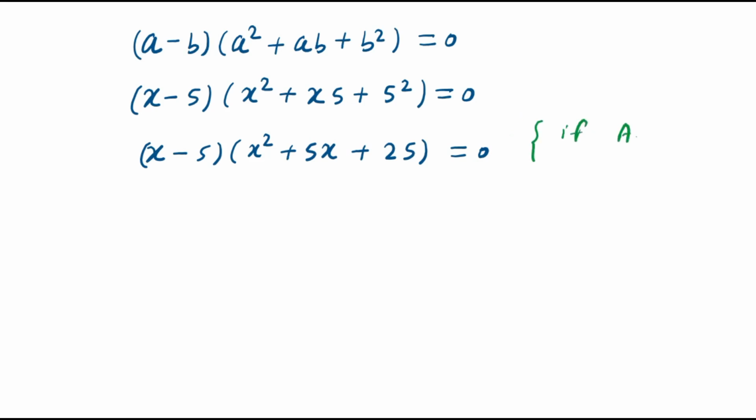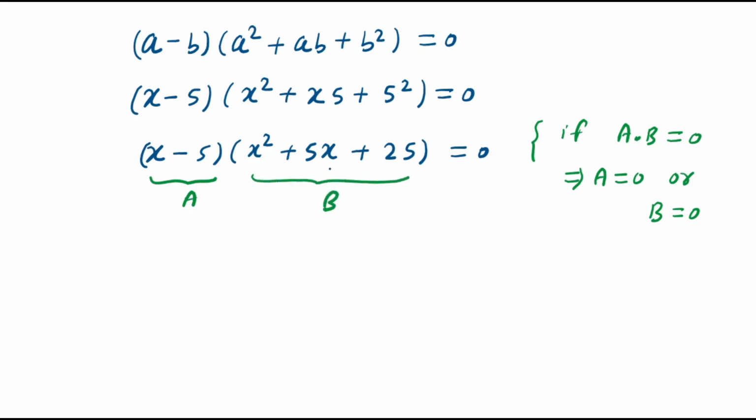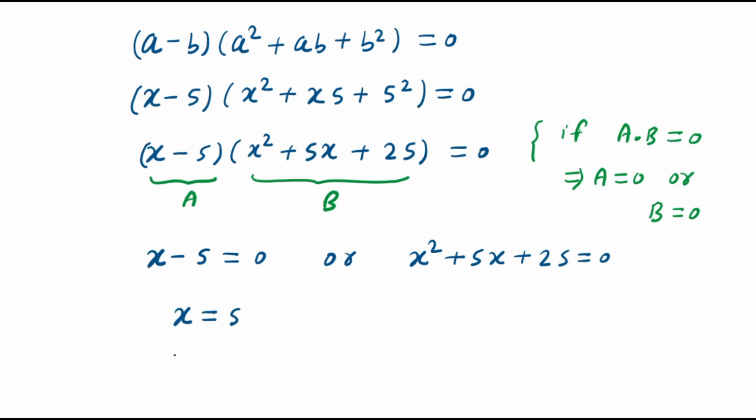If a into b is equal to 0, this implies a is equal to 0 or b is equal to 0. Suppose this expression is a and this expression is b. If we apply this rule, then you can say x minus 5 is equal to 0, or x square plus 5x plus 25 is equal to 0. Here the value of x is equal to 5. This is the first solution. Let's say this solution is x1 is equal to 5.